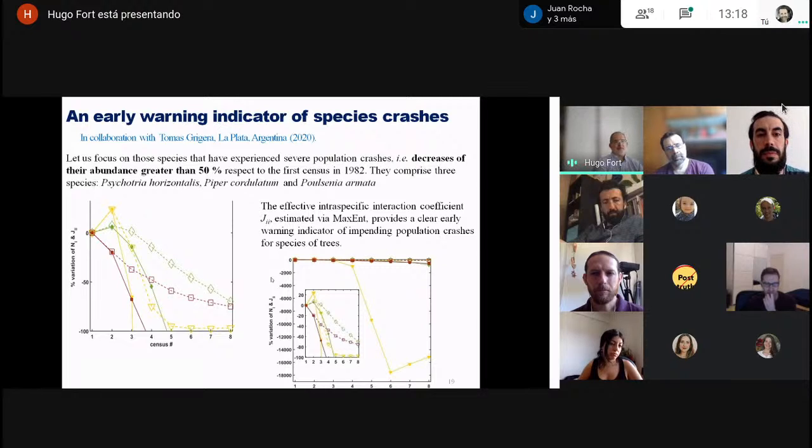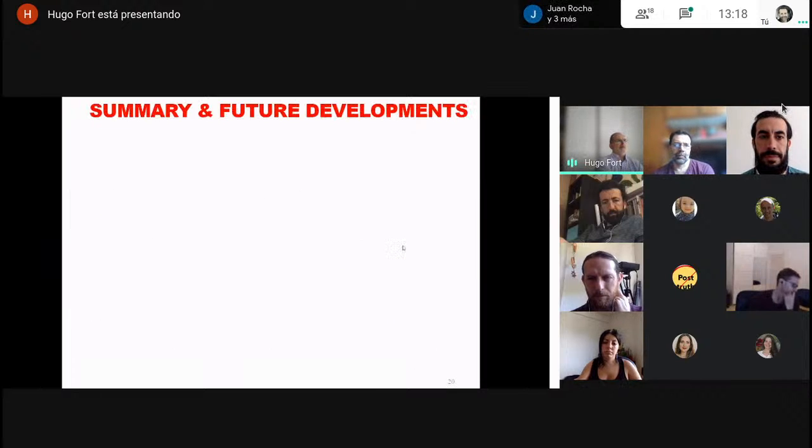Here I show the same in full scale. This zoom coincides with this picture, but this is full scale, so that you can appreciate the big signal produced by the intraspecific coefficient. So let me summarize, because I think that I am running out of time.